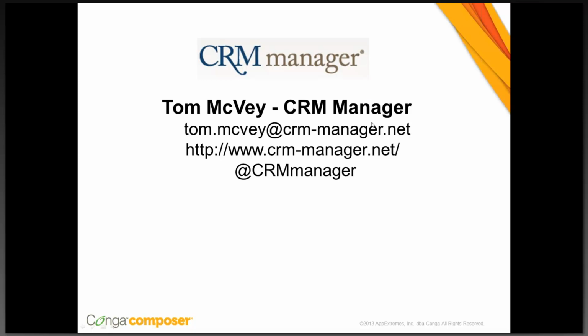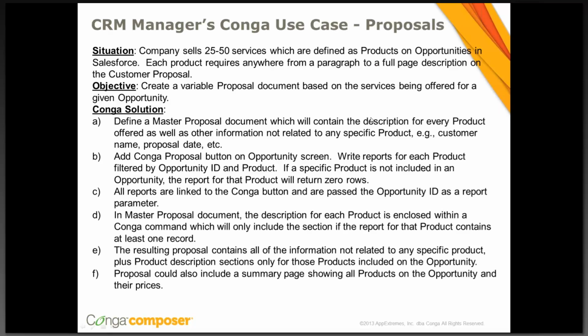Okay, this is Dick Moore from CRM Manager, and if you can move on to the next slide, we'll talk about the solution that we use for Conga. I've actually done this more than once. It's a way of generating variable proposals from the opportunity object in Salesforce. So if you have a company that sells services, which are defined as products in opportunities in Salesforce, and each product can require anywhere from a paragraph to a full page in your proposal describing what that service is and what's included in the details and so on.